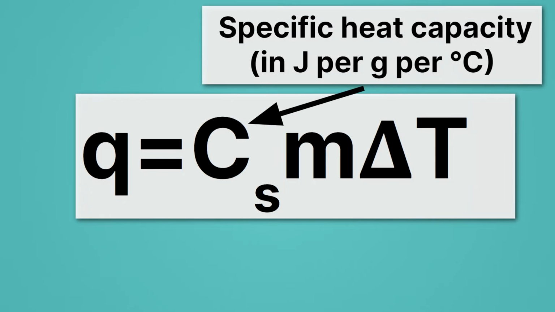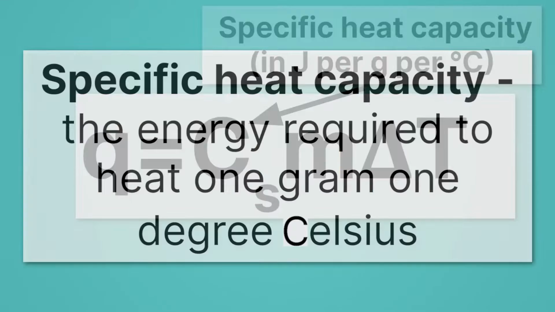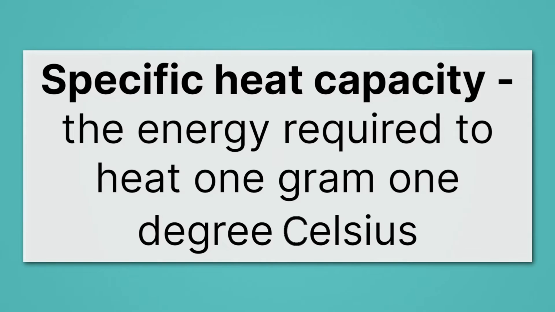Lastly, we have this c_s. That's the specific heat capacity we've been talking about, and it's in joules per gram per degree Celsius. So that's just a measure of how hard the substance is to warm up. Specifically, the specific heat capacity is the energy required to heat 1 gram 1 degree Celsius. And that's what we've been talking about this whole time.